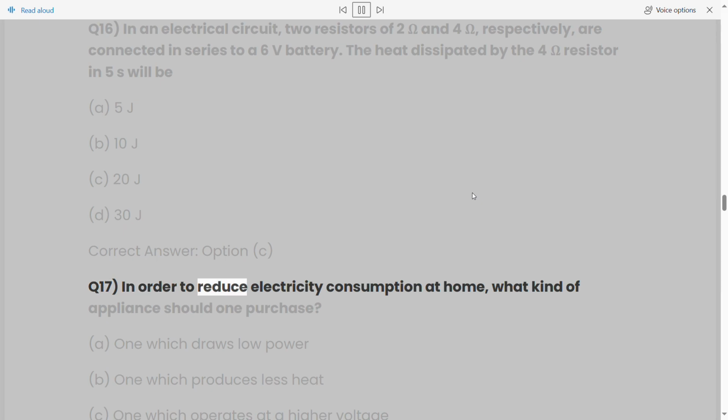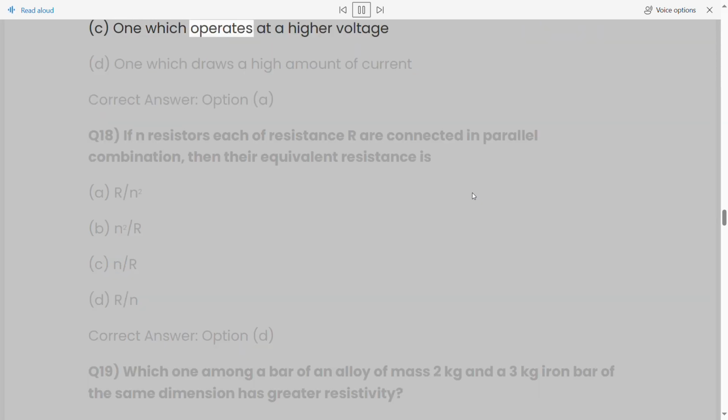Q17. In order to reduce electricity consumption at home, what kind of appliance should one purchase? A. One which draws low power, B. One which produces less heat, C. One which operates at a higher voltage, D. One which draws a high amount of current. Correct answer option A.